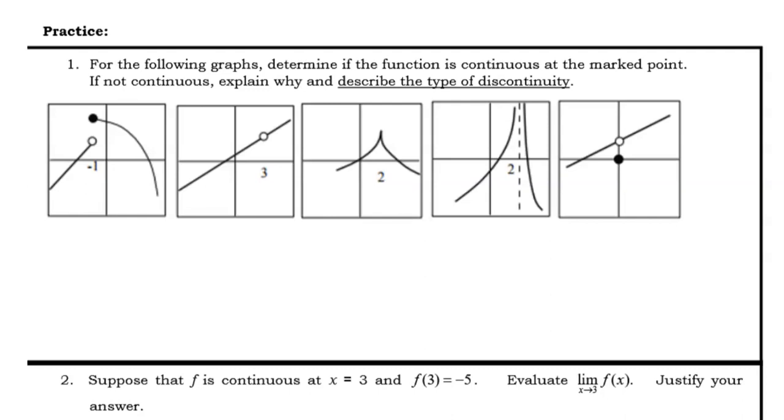So for question number 1, it says, for the following graphs, determine if the function is continuous at the marked point. If it's not continuous, explain why and describe the type of discontinuity. So we have 5 examples here, and the first one is at x equals -1.